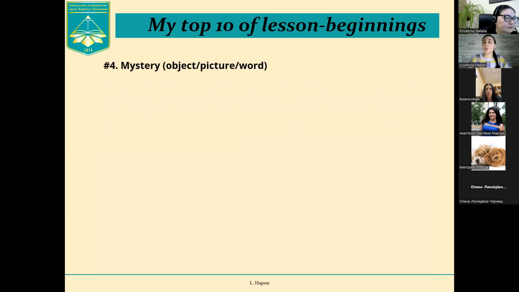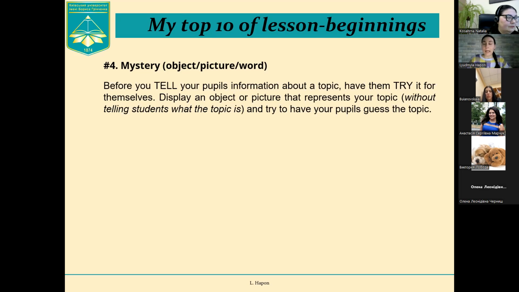The next activity is called mystery or secret, or any other way. It can be everything: a mystery object, a mystery picture, a mystery word, and so on. Actually, sometimes it's a good idea not to tell your pupils information about the topic and let them try to guess what you're going to discuss today. For example, you can display an object, a toy, or a picture that represents your topic, and the pupils have to guess.